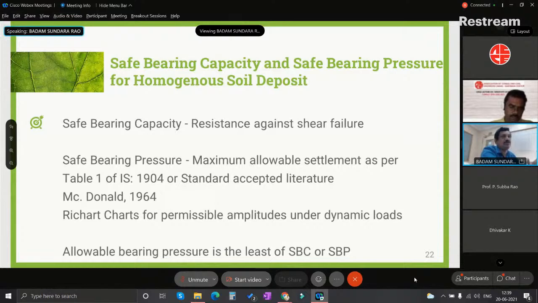Also, it is a function of the type of foundation. Like rafts, you have much more permissible values, having high rigidity, and the probability of occurrence of differential settlements is minimum. Why? Because the differential settlements will be averaged out under the combined action of the rigidity. And these values are there in the international literature also, like McDonald 1964.